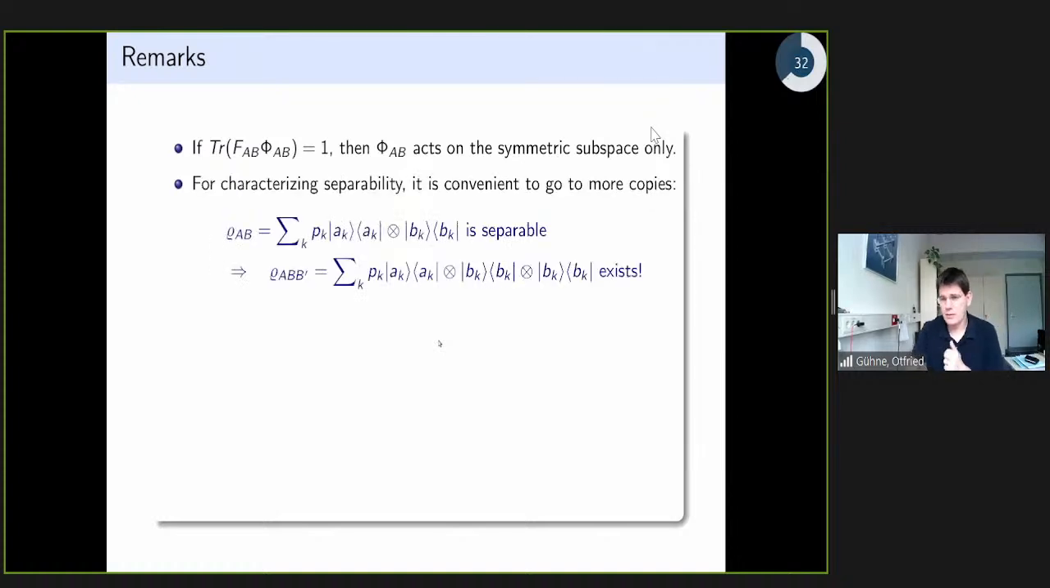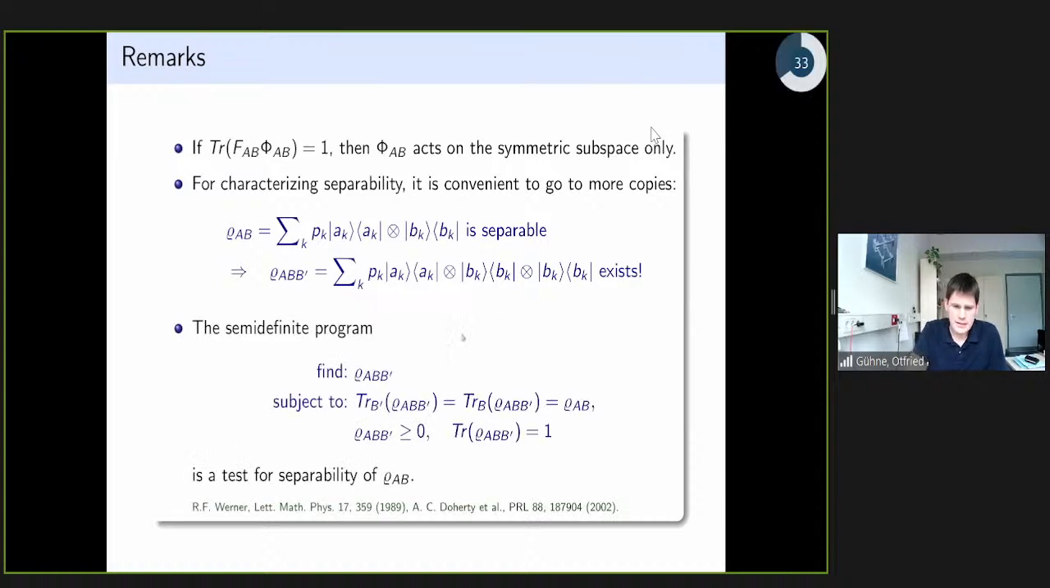Then for the separability problem, there are some known results which essentially go to more copies, and then you can solve it by a sequence of semi-definite programs. In the following sense: if you have a separable state, then you can easily write down some extension where you just have two copies of Bob. Then you can ask, is there some two-copy extension of Bob? And this you can ask by a semi-definite problem. This is a test for separability. And it's known that if you go for more and more copies of Bob, then this is complete, in the sense that you can only find all extensions if the state is separable. But these are known results.